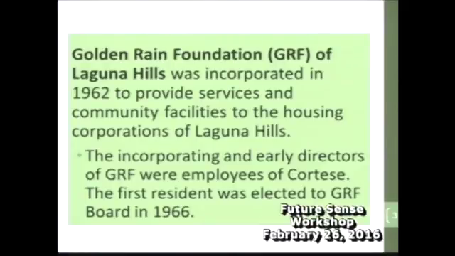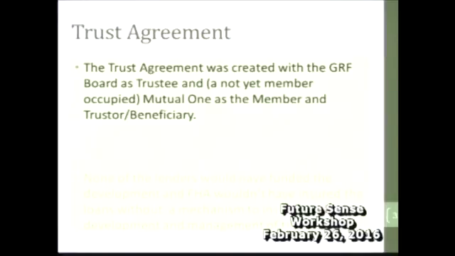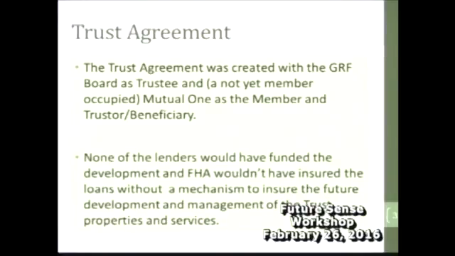The trust agreement. It was created with the GRF board as a trustee. It was not yet owner occupied at the time. Mutual One is the member and trustor beneficiary. So basically, none of the lenders would have funded the development, and nor would FHA have insured the loans without knowing that the future of this organization was protected.